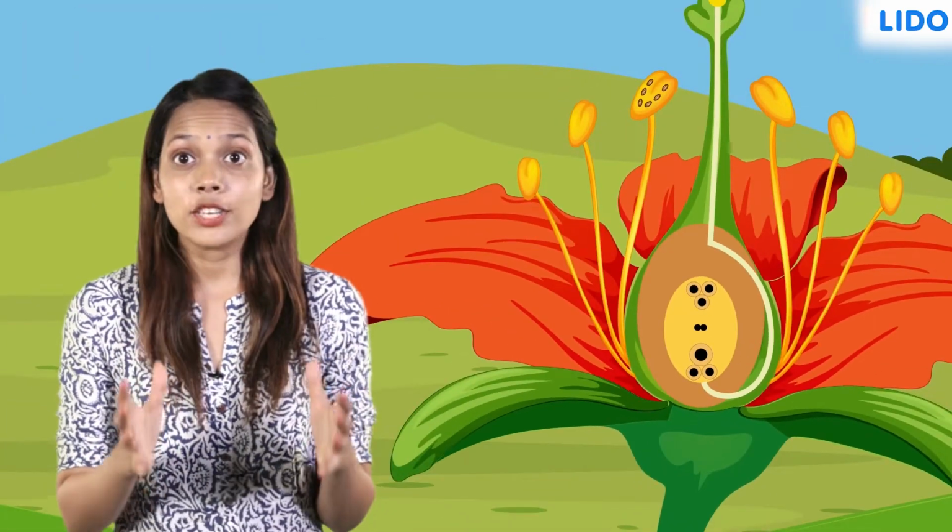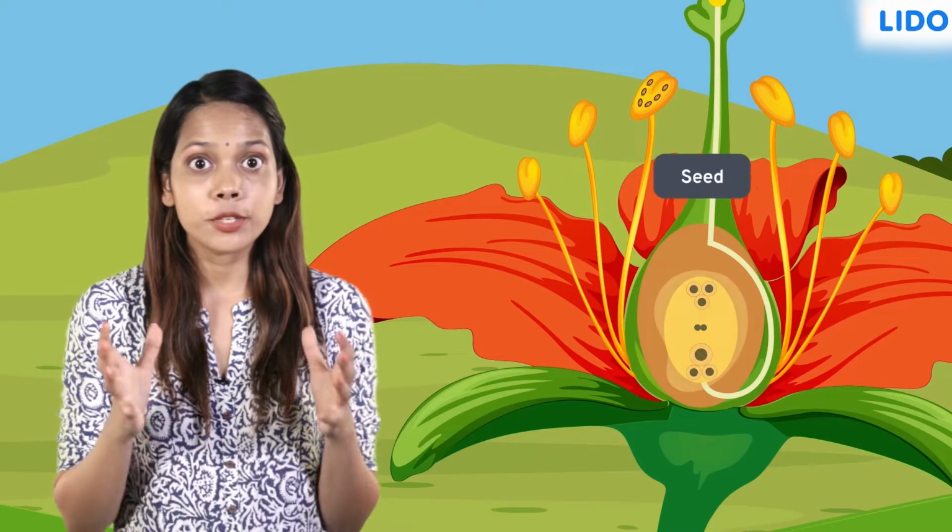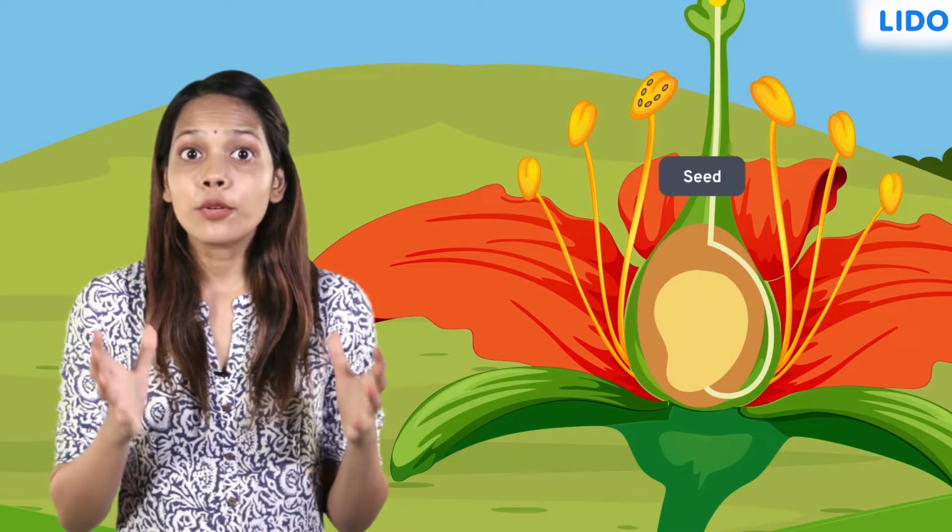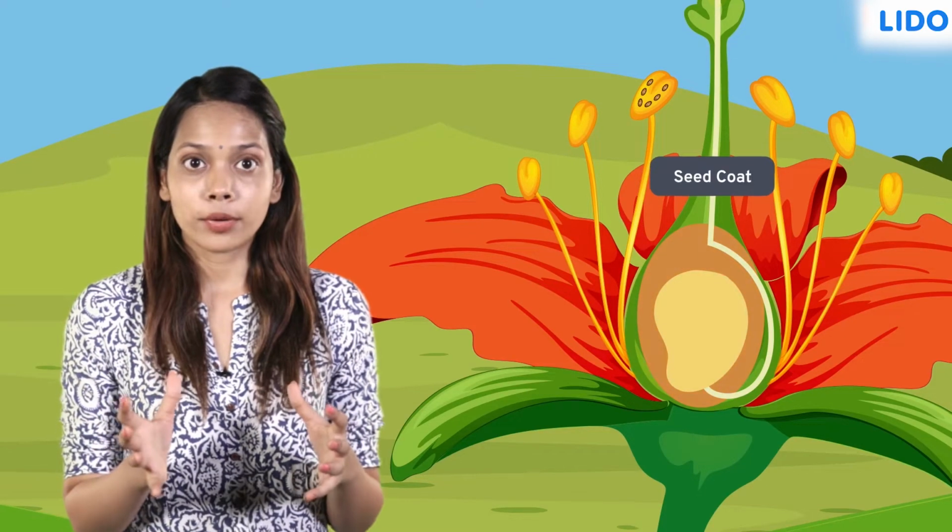Once fertilization is done, the ovule which contains the zygote develops into seeds. The covering of the ovule becomes the seed coat. At this point, the accessory whorls of the flower, sepal and petal, fall off and the ovary grows into a fruit. Now we know how we get the yummy fruits we eat, right?